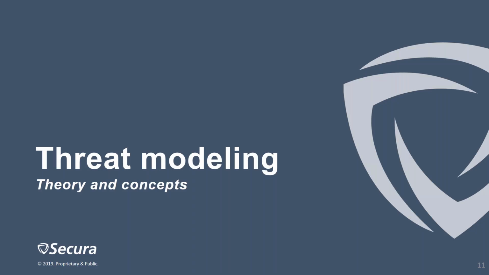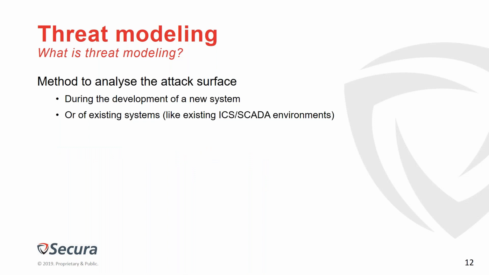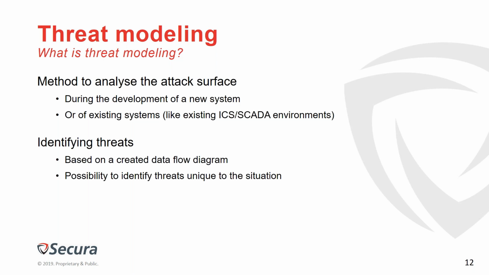All right. So to quickly go on to threat modeling, I will briefly touch upon what threat modeling actually is and how we can use it. Threat modeling is a method to analyze the attack surface. First, to analyze the attack surface of a new system, for example when you are developing it, or of a system that already exists, like existing ICS SCADA environments or the environment that we just looked at for Equifax. And as the second stage, after you've mapped out the entire attack surface, it allows you to start thinking about the threats that are actually applicable to it, right? You can do that based on the data flow diagram that you created in the previous step.